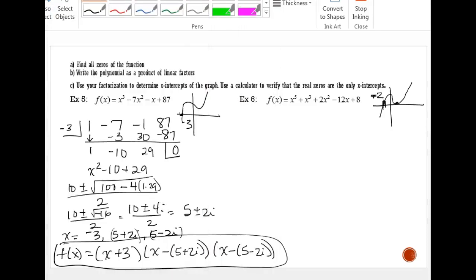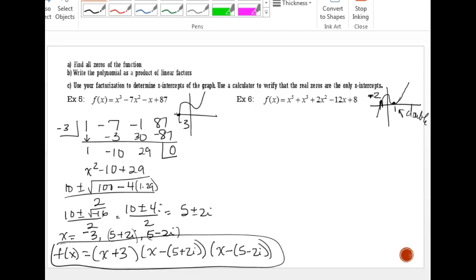There's our other root. And this is important that you catch this. Notice how the graph is bouncing off the x-axis. This is a double root, and that's going to be important. We're going to use that when we do our synthetic division. So here's a single negative 2 and one with a double multiplicity. So let's start with our negative 2 and let's do synthetic division.